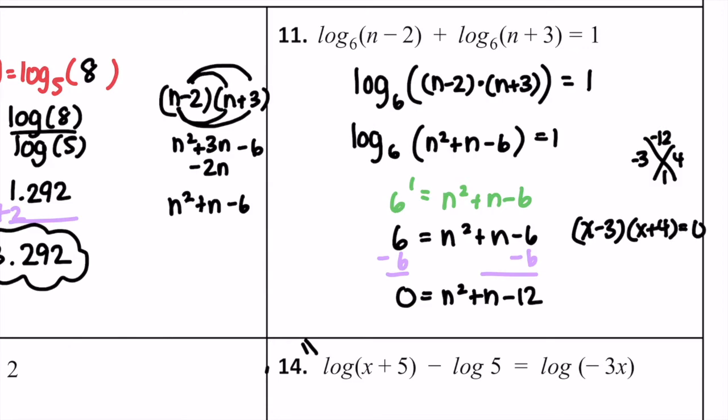I have, that means x is 3 or x is negative 4, because one of these two things has to be equal to 0 for the product of them to be 0. Now, this is where I check to see if these two numbers work.